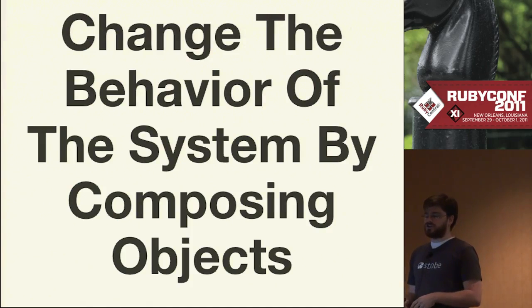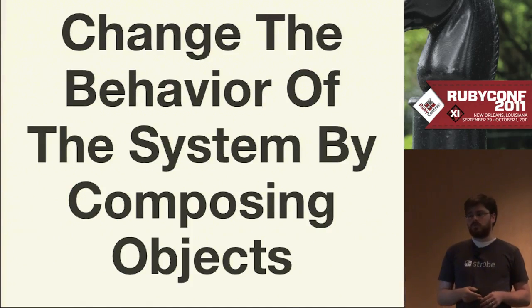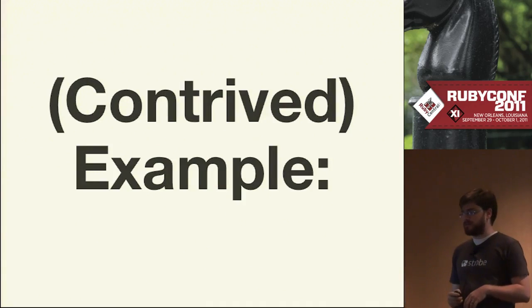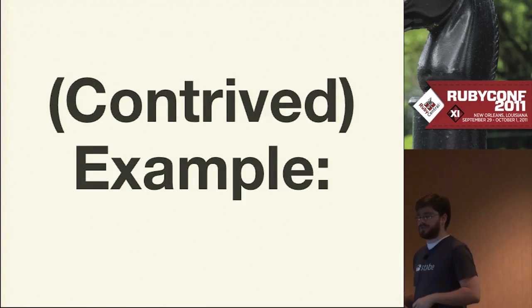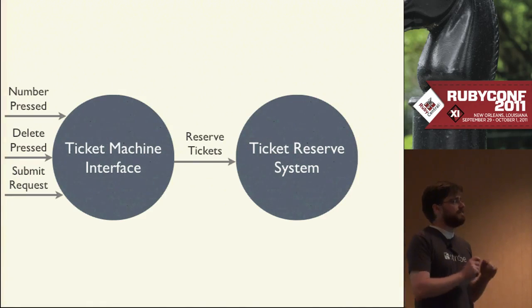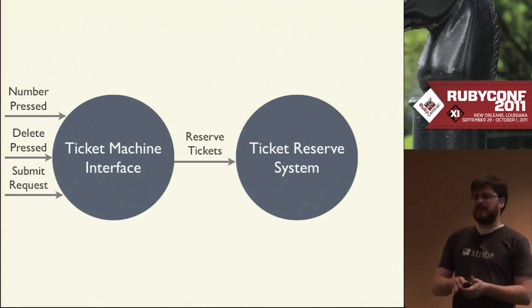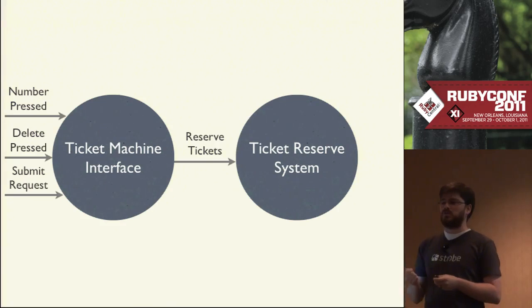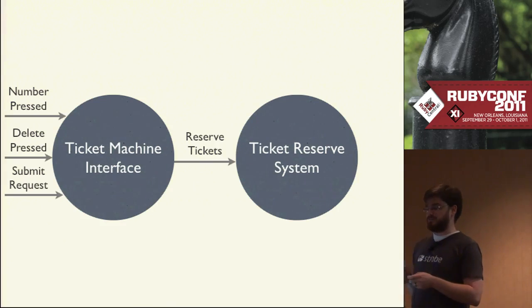So, for example, to change the behavior of a system, we compose objects instead of modifying methods. So let's look at a contrived example, see if we can see what I have in mind here. Imagine that you have a ticket machine interface. Maybe it's like an ATM. You've got a bunch of buttons, and you're going to type in the number of tickets that you want to use. Then you're going to push submit.